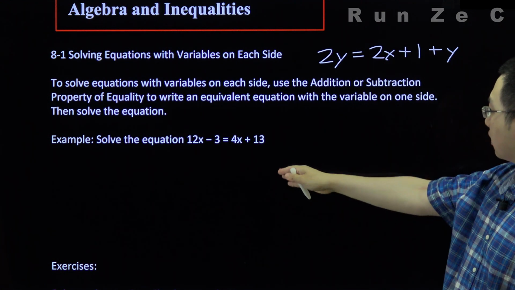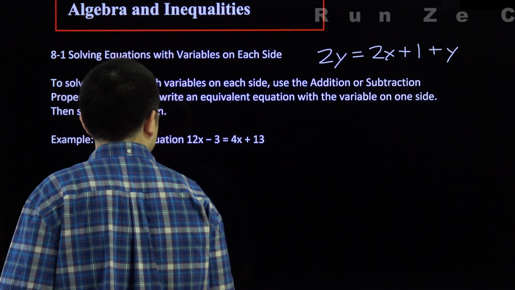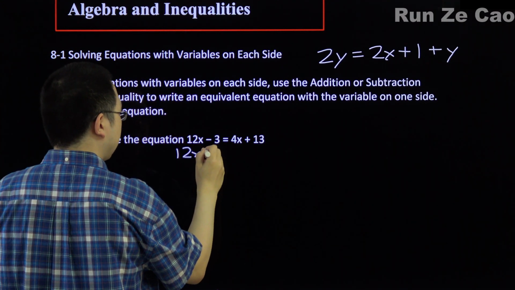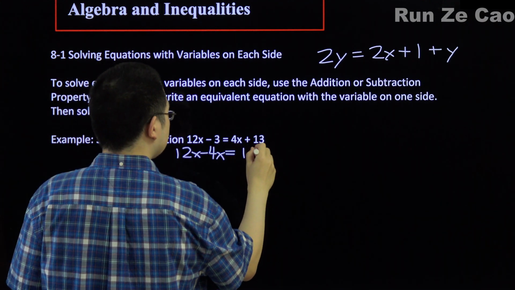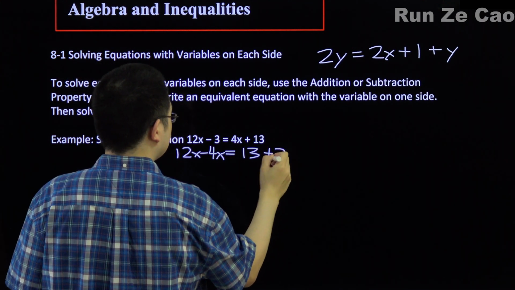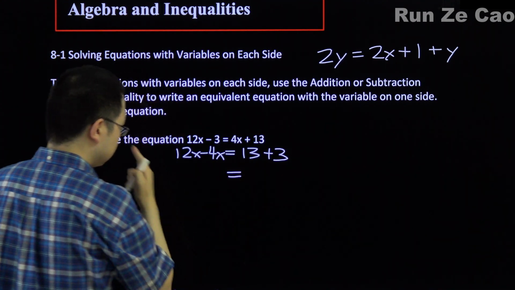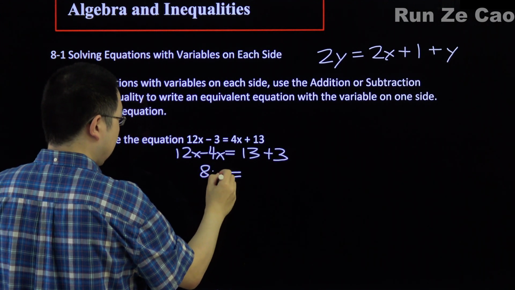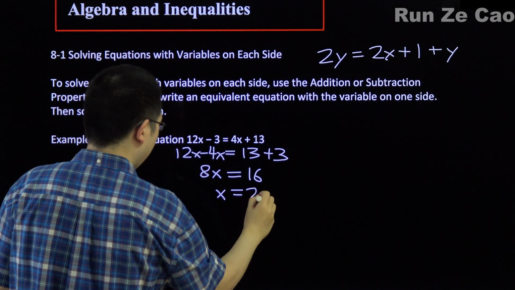So let's solve this equation. 12x minus 3 is equal to 4x plus 13. Well, that's 12x minus 4x equals 13 plus 3, which is going to give us 8x equals 16. x is equal to 2.